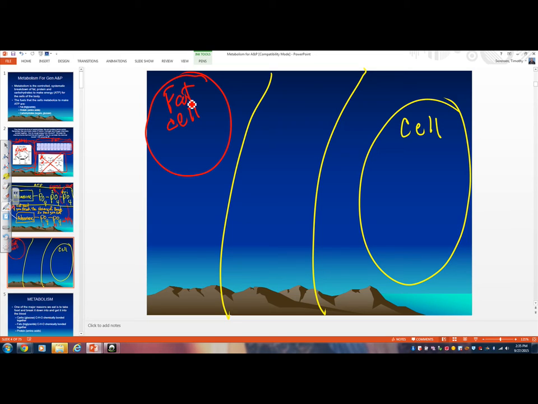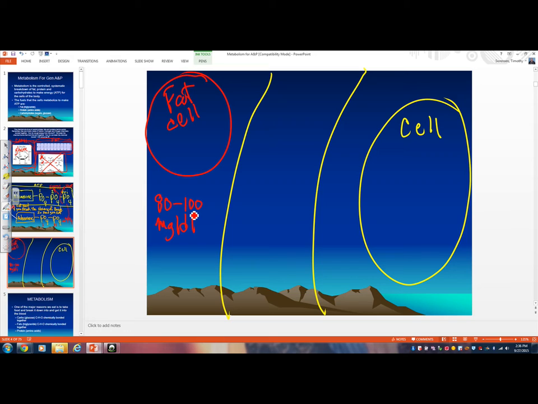So remember that the goal of the body is to maintain homeostasis. And homeostasis for your blood sugar is 80 to 100 milligrams per deciliter. The reason that you want your blood sugar between 80 and 100 is the only fuel that the brain can use is glucose. So you want to make sure that the brain has enough fuel to run properly.